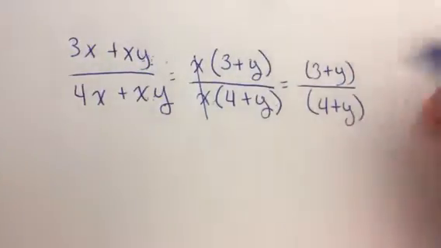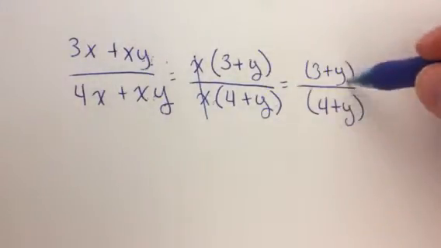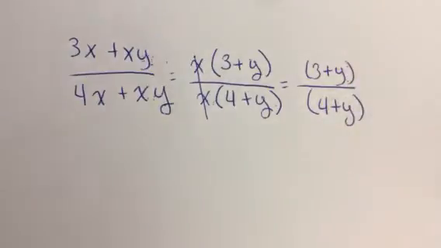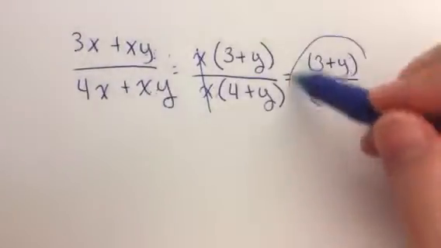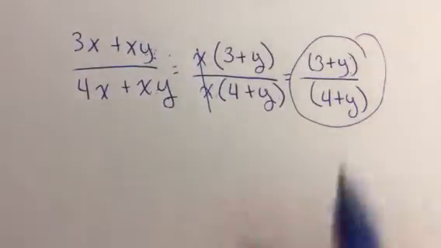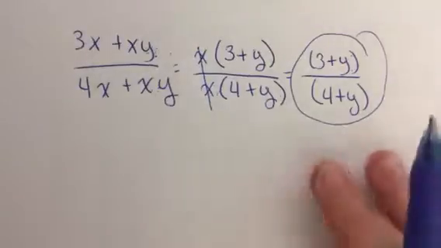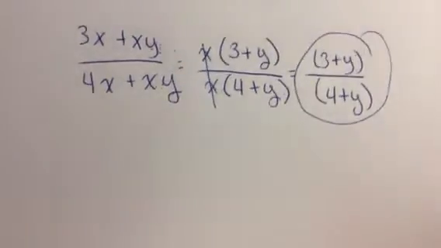And again, because these are both different, 3 plus y and 4 plus y, those are different, I can't factor anymore, okay? So this one is as simplified as we can make this rational. All right, so let's look at one that might be just a little bit more complex.